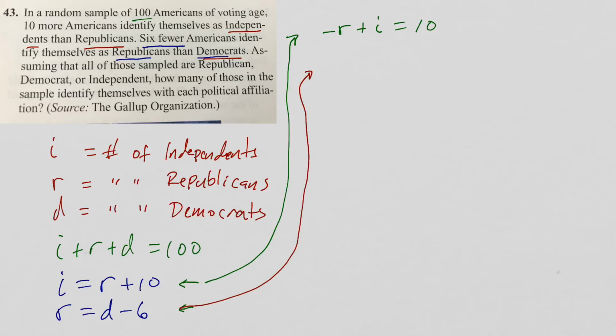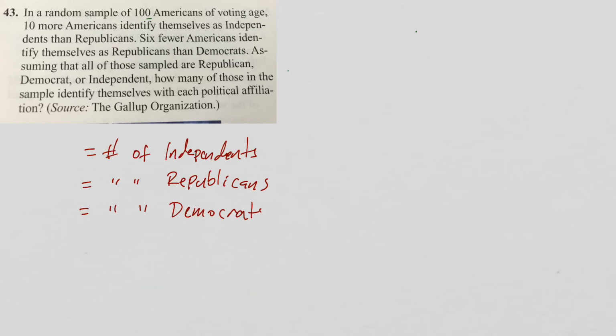And I'll bring my D to the left. So I have R minus D is equal to negative 6. Now if I add these together, I'll get I minus D is equal to 4. Okay. And let me pause.